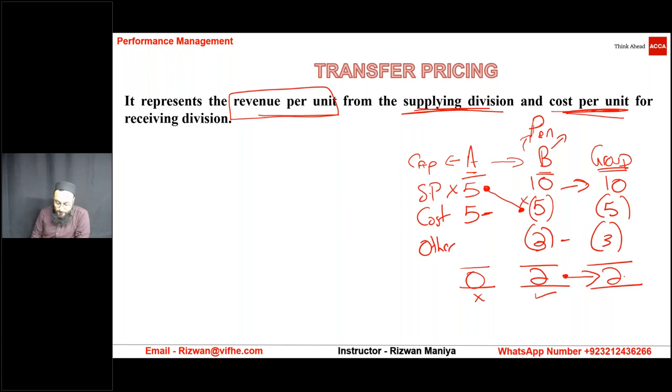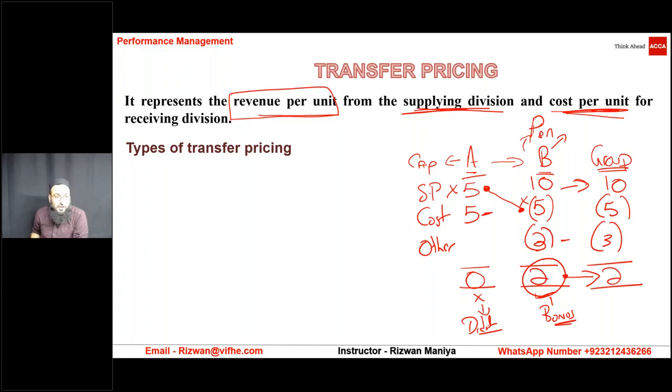Now the group says to B, wow B, you performed so well, so we'll give you a bonus. So division B received the bonus, whereas division A didn't. Now, what do you think? Will division A be motivated or demotivated? It will be demotivated, right? It will say, wow, that's so bad, I'm not getting the bonus. Why? B is getting the bonus. So the group gave the bonus to B.